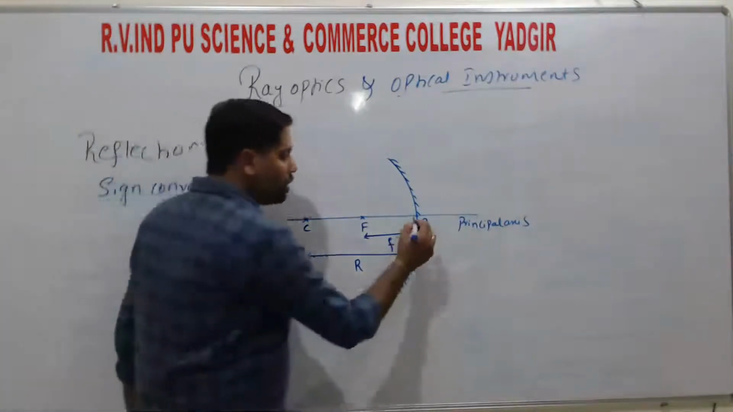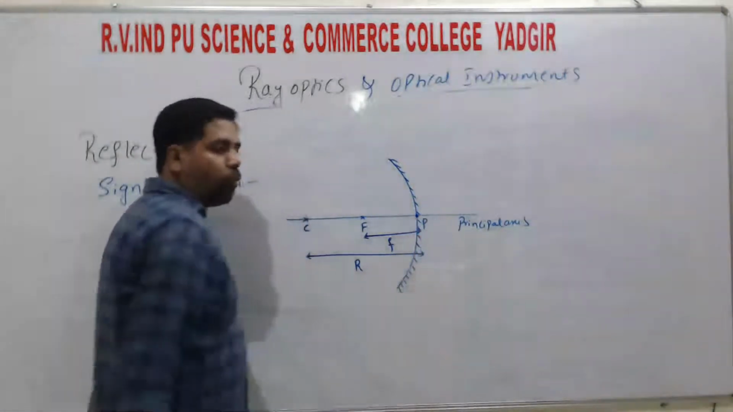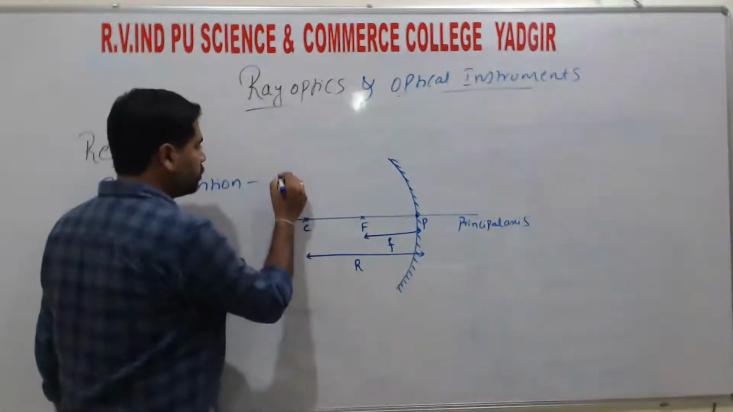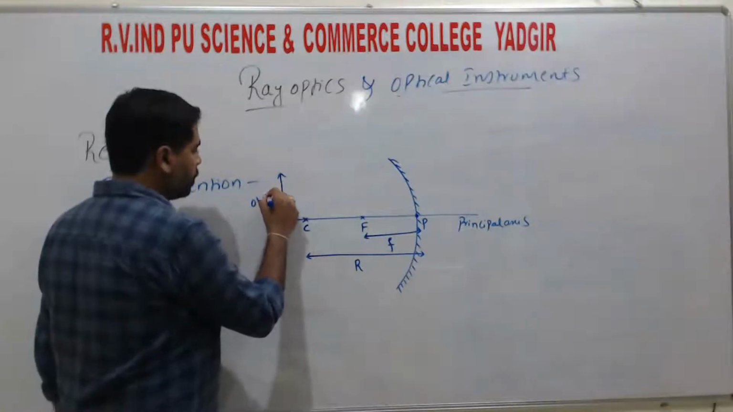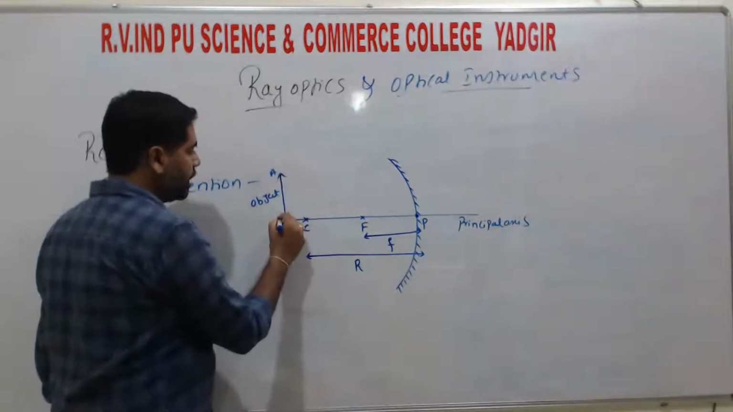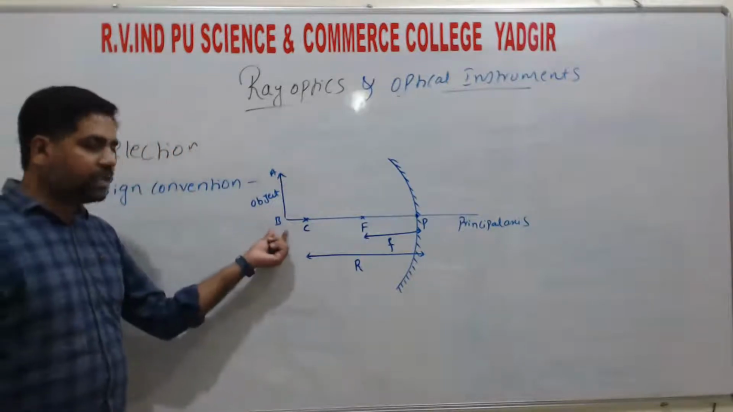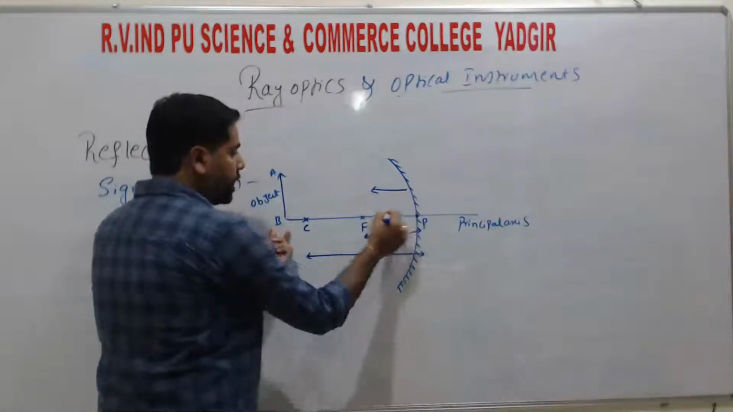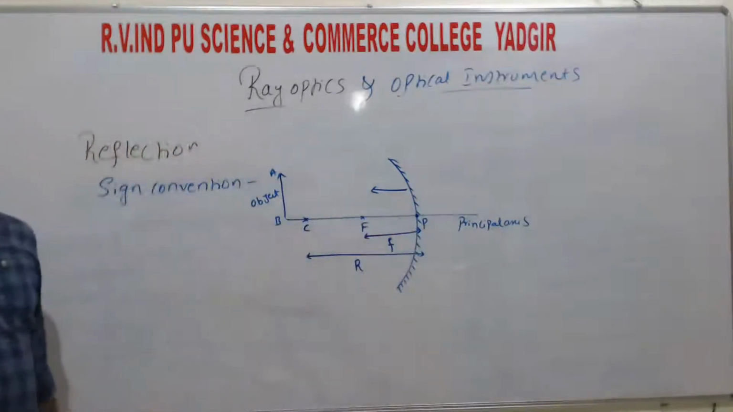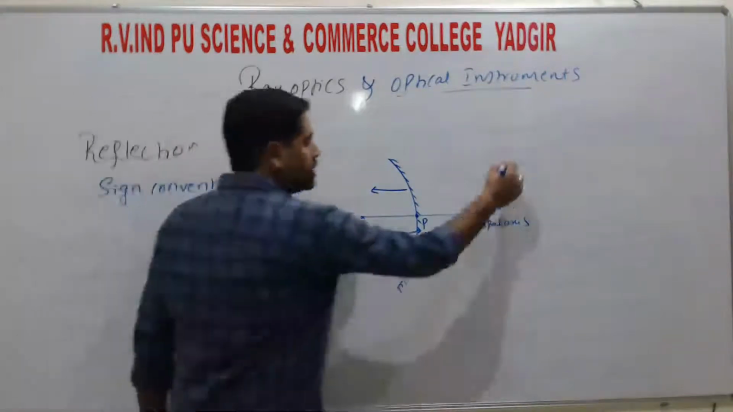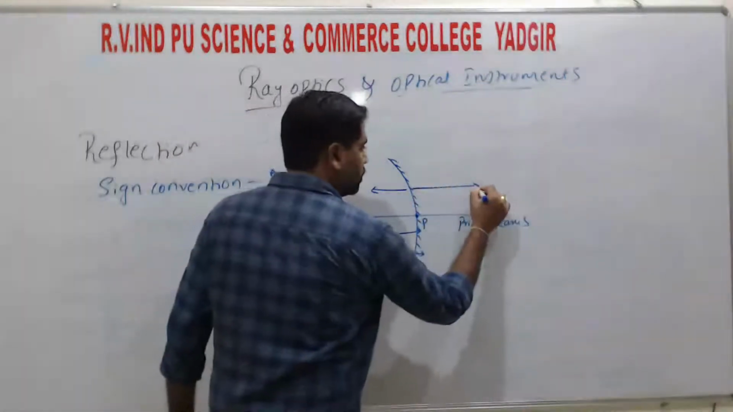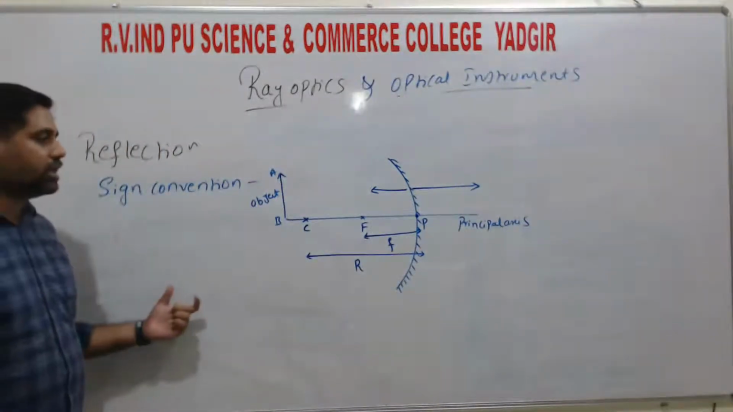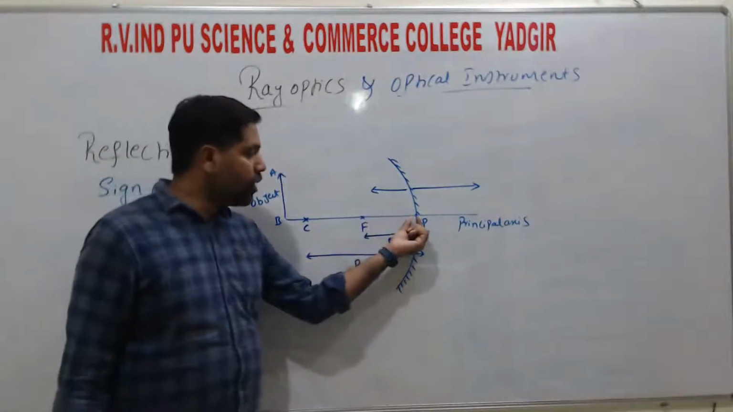The first one is that all distances are measured from the pole, right? If we place an object here, this object AB, the distance is measured from the pole only, from here to here. If we get the image here, then we also measure the distance from the pole only. That is the first sign convention: all distances are measured from the pole only.